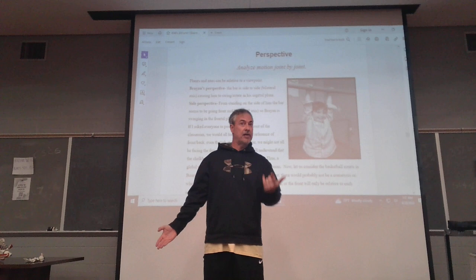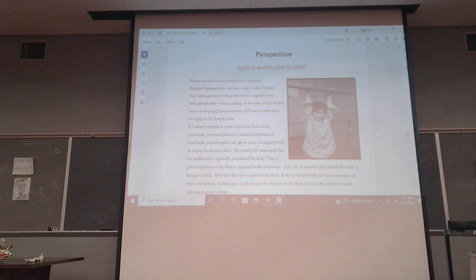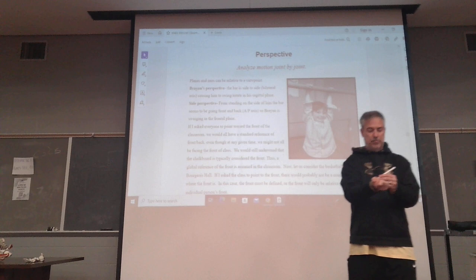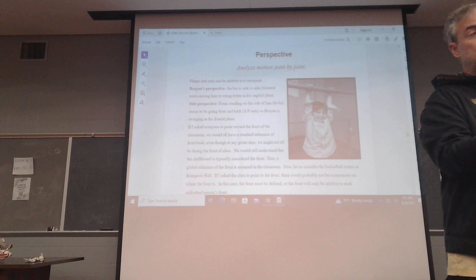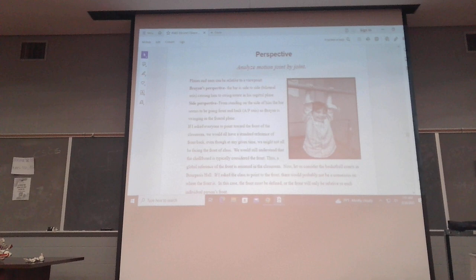We analyze motion joint by joint. It's always going to be the joint's perspective, and the joints have a perspective of motion. Think of it like this. There was this movie way back in the day, I'm old, called The Hills Have Eyes. Anybody ever heard of that movie? I've never seen it, I just heard of it. All of your joints have a perspective. They all have eyes set.